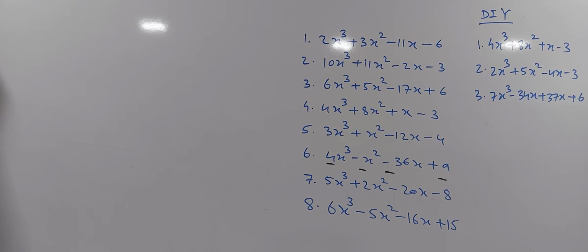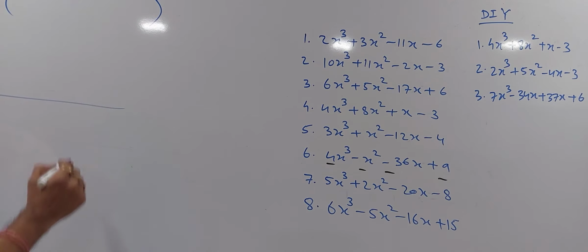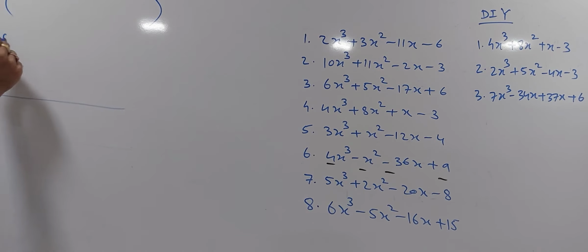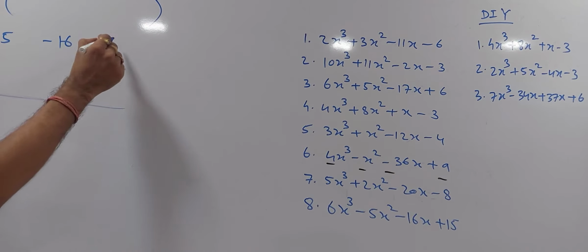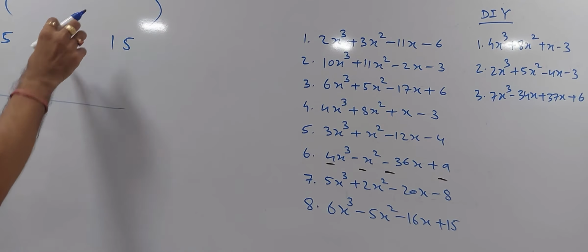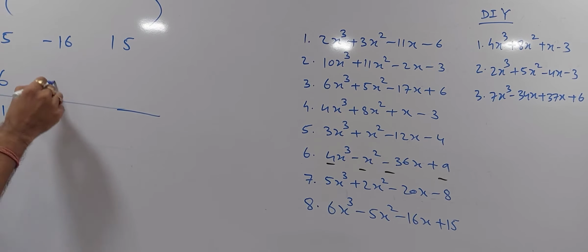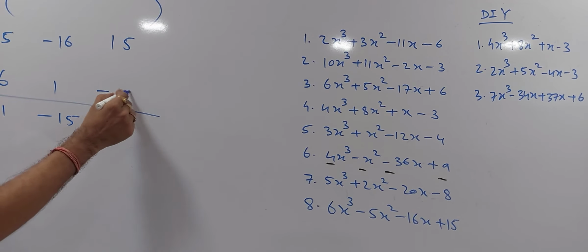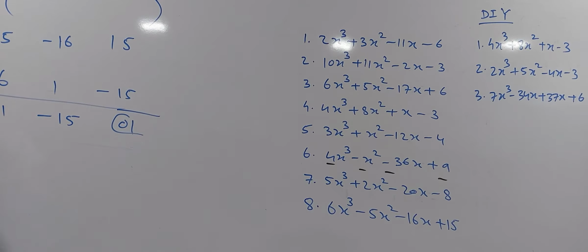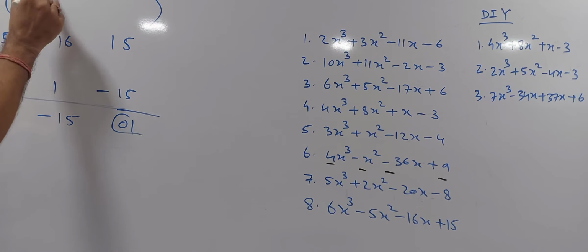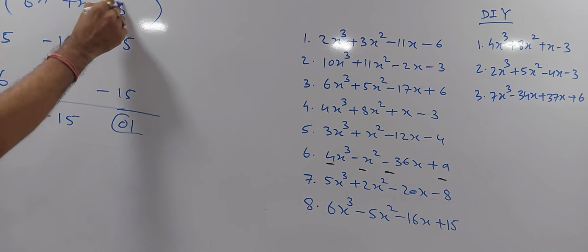So that means x minus 1 is one of the factors. Waiting for the quadratic factor. Going with the synthetic division method. So it is 6 minus 5 minus 16 plus 15. Fine. 6 drop down, 6 ones are 6, 1. So it's minus 15, ones are minus 15, 0. So it gives me 6x square plus x minus 15.